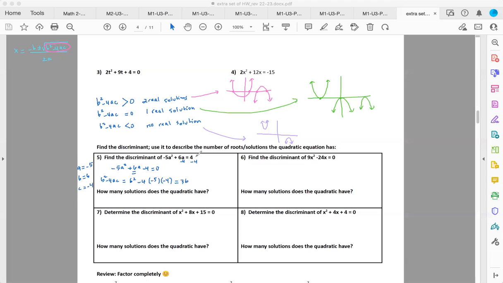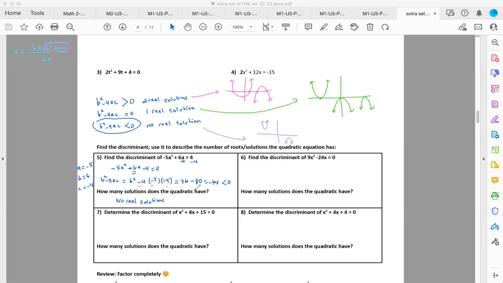6 squared is 36. Now, the easiest way to determine this, because you have multiple negatives, is to always think about how many negatives we have. If we have an odd number of negatives being multiplied, the answer is negative, because negative times a negative is positive, times another negative, the third negative, is a negative. 4 times 5 is 20, 20 times 4 is 80. So this is 36 minus 80, which is -44. And because this is a negative value, the b squared minus 4ac, we're at no real solutions, right? So to answer the second question, how many solutions? We say no real solutions.